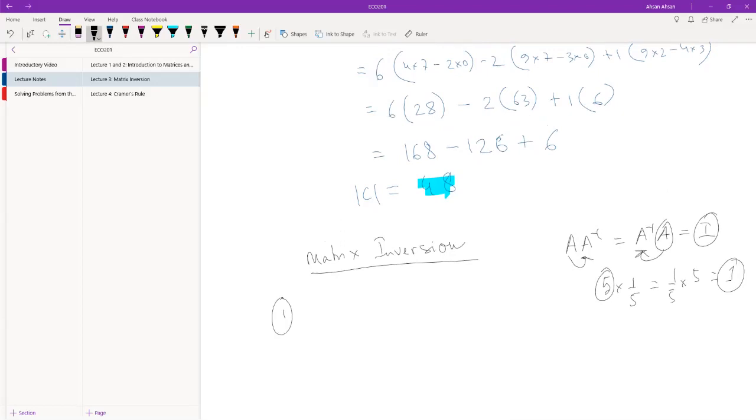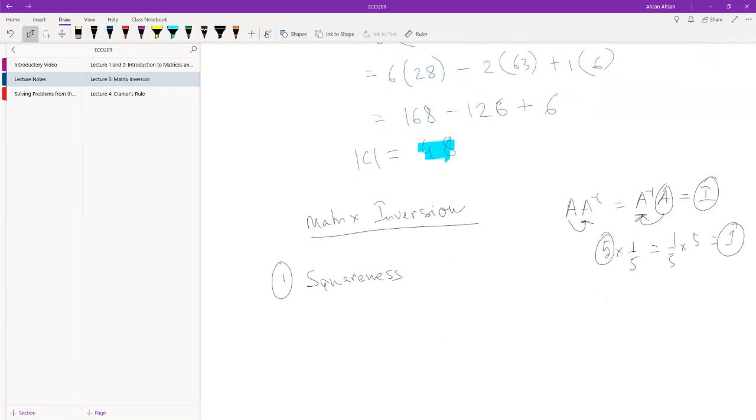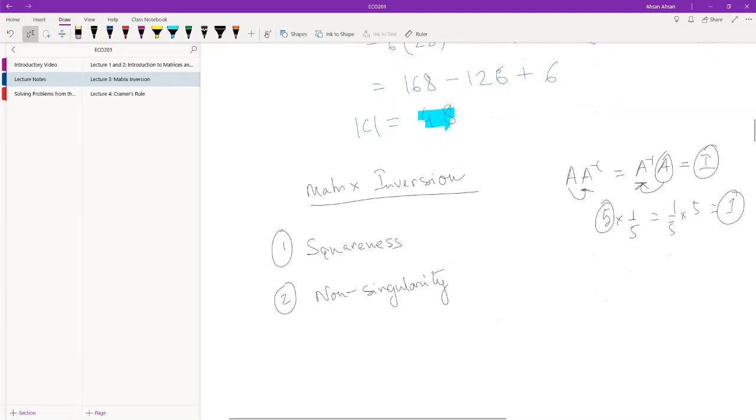So the first step is a squareness check. Remember we've learned in the last lecture that only square matrices have an inverse. So the first step is to check that the matrix is square. Very easy. Second step is to check for something called non-singularity. Sounds complex, it is not. All this means is that the determinant is not equal to 0.